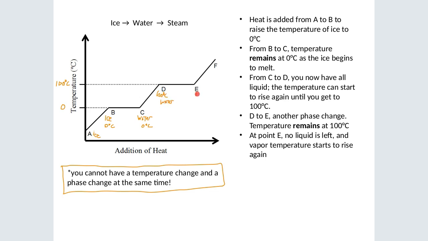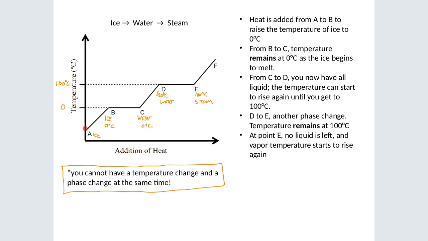And then at point E, we're going to have 100 degrees C steam. Right. But all along this time, all that heat is going into converting the liquid water into steam. There is no temperature change here. Now, once we get to point E, there is no liquid left. All we have left is steam. And so any additional heat is going to go into changing the temperature of that steam.